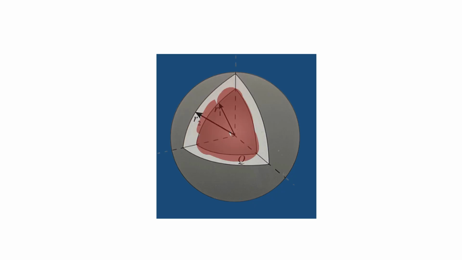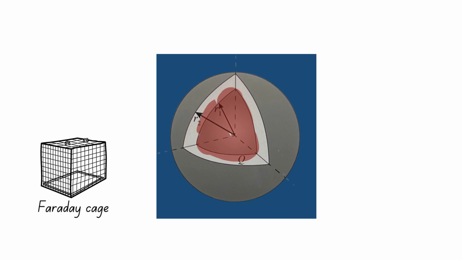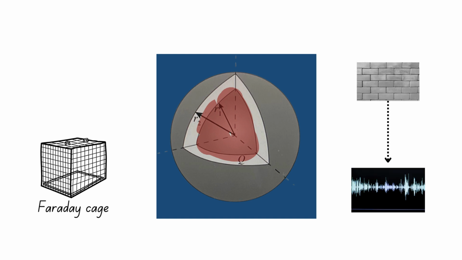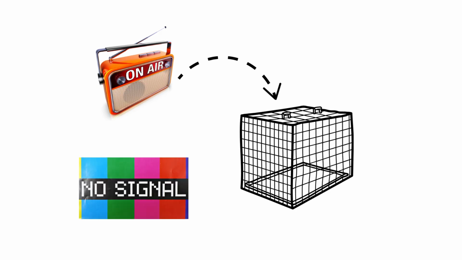Such shields are often called Faraday cages. These cages can even block low-frequency radio waves. So, if you take a radio into a metallic cage, it might lose its reception.